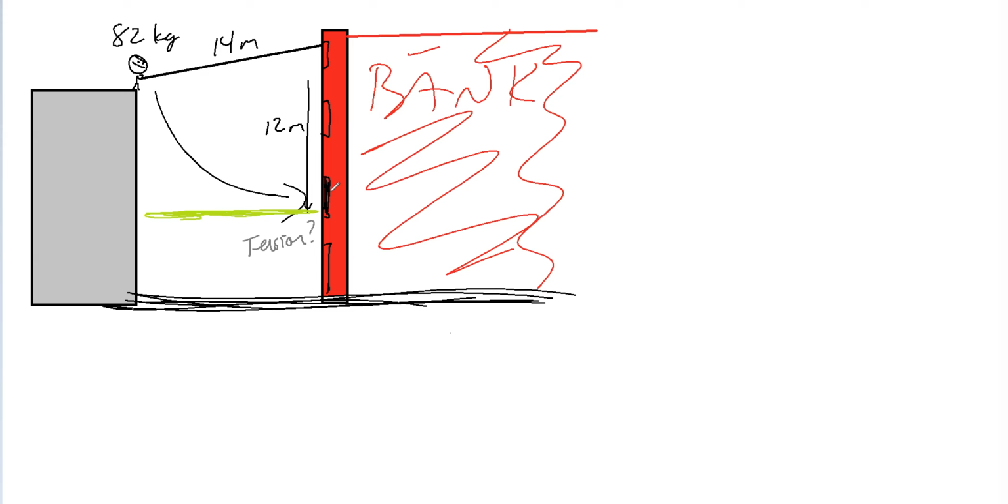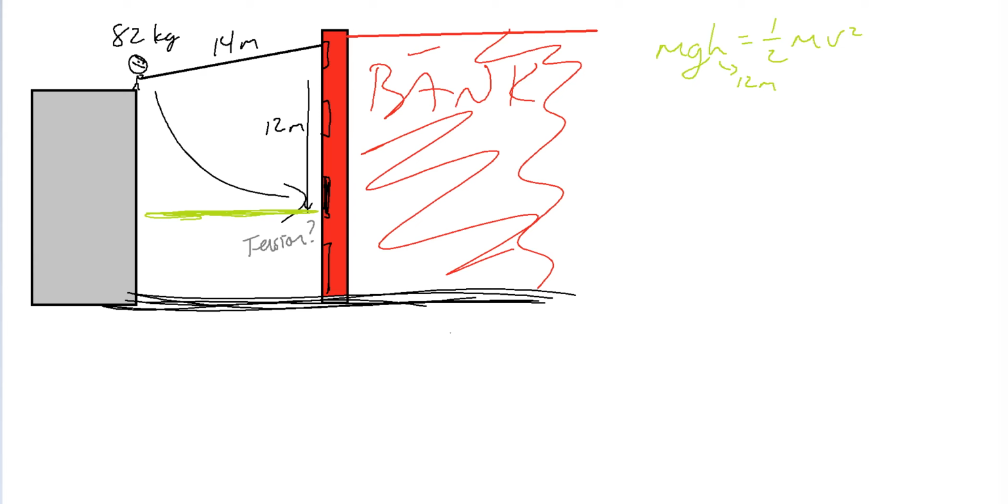So I'm going to use that to find out how fast he's going by the window. Of course he's got mgh at the top of the roof, and that's going to turn into 1/2 mv squared when he swings into the window, and I'm going to use 12 meters because that's the height that he actually drops. So we're going to use the 12 meter height as the reference, and then we can use that to solve for the v when he goes in.